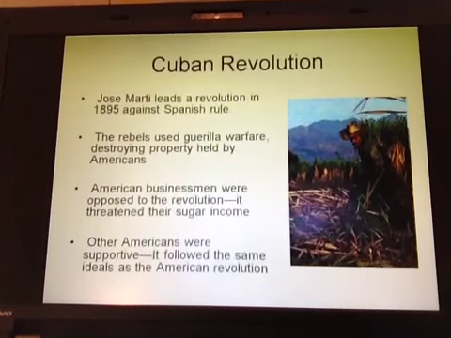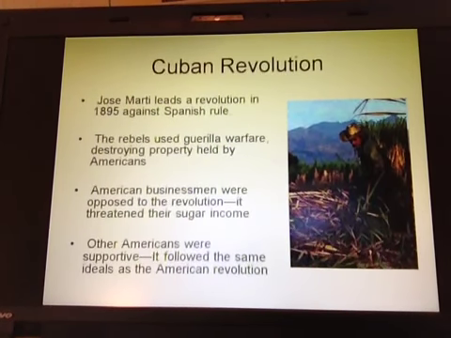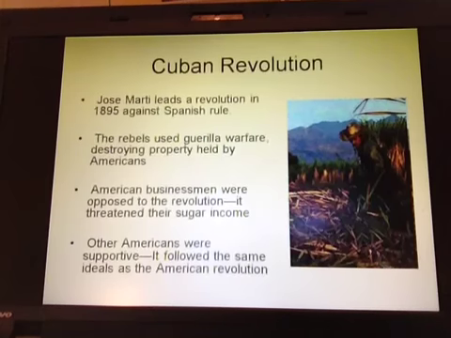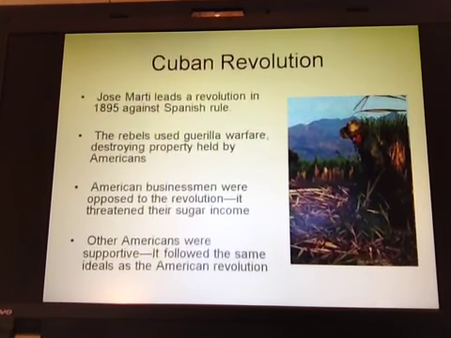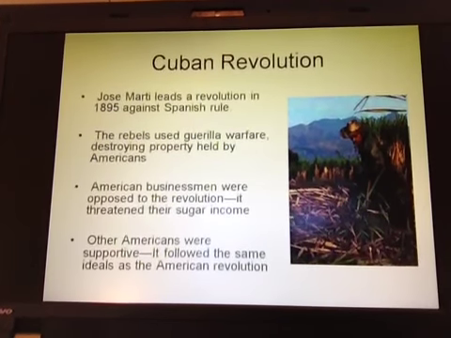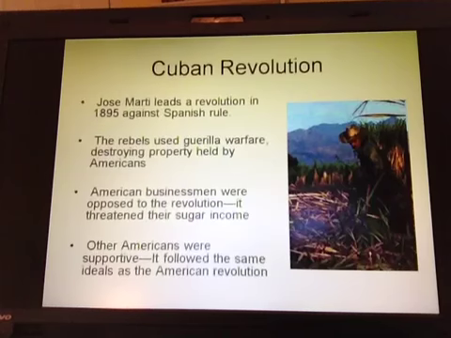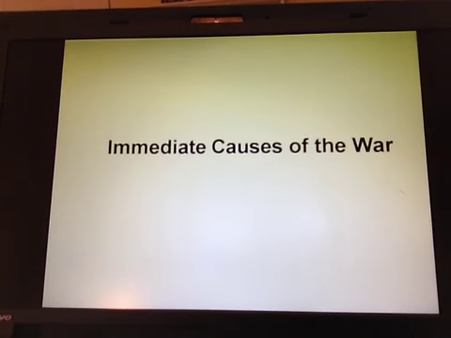Whereas other Americans were supportive. They thought that the Cubans deserved to have freedom just like we wanted from Britain in our revolution, and they were sympathetic with Jose Marti. So what we see in the Cuban Revolution is the American public is kind of split in terms of whether they want it to proceed or not. Okay? So those are the long-term background causes of the war.